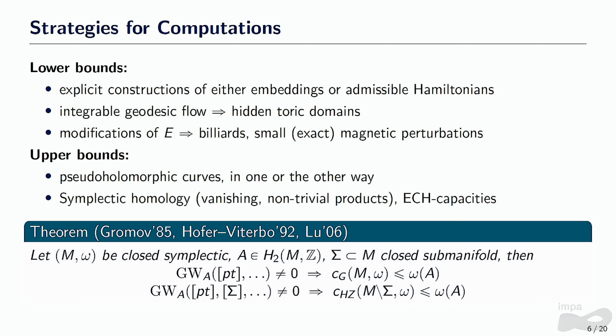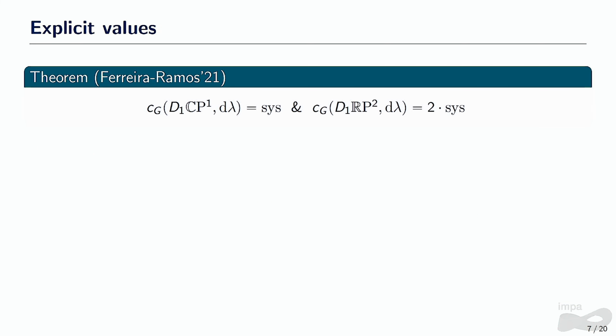Okay, so let us see how this works in 2 examples. This is also historically more or less the first 2 examples that show up. I already mentioned this very nice result, which computes the Gromov width of the unit disk tangent bundle of CP1 with the round metric and RP2 with the round metric. And systole is a strong word here. Of course, both of them are Zoll metrics, so it means it's the length of a simple closed geodesic.